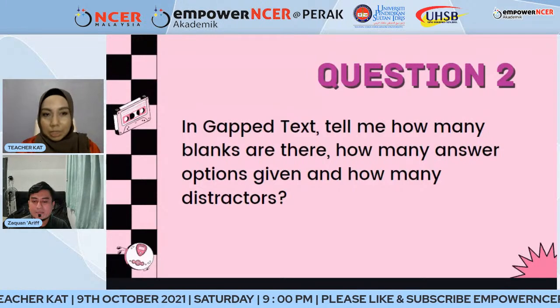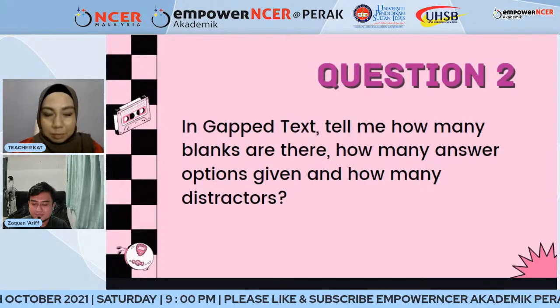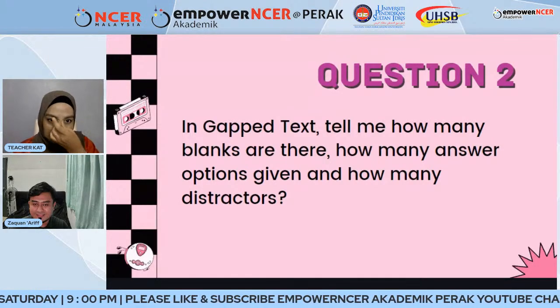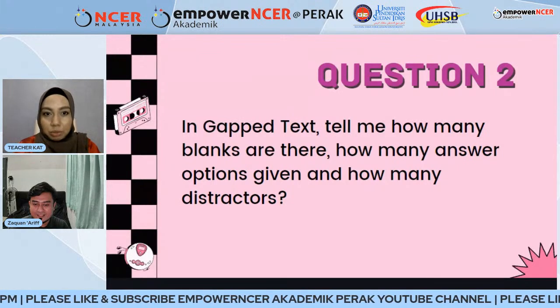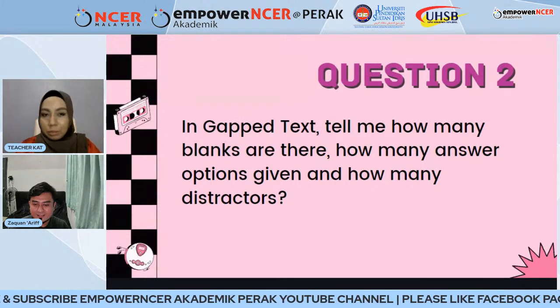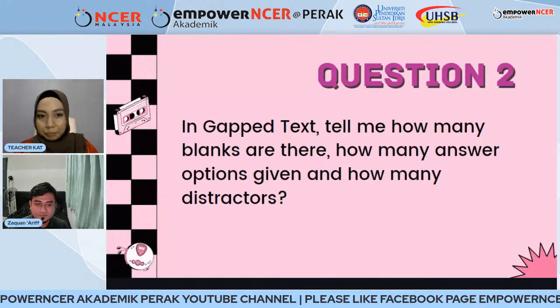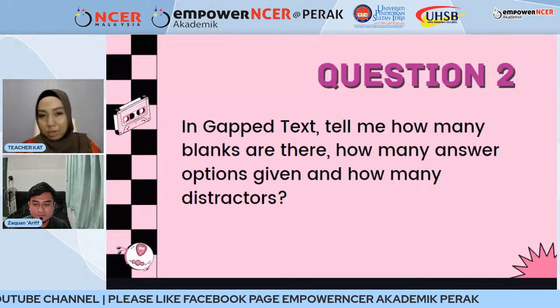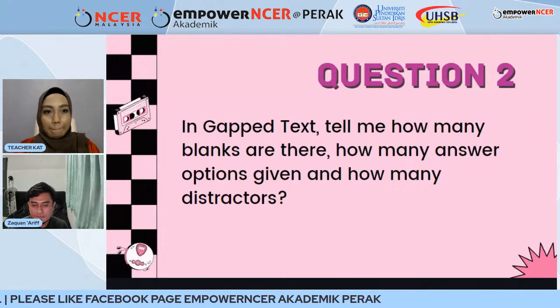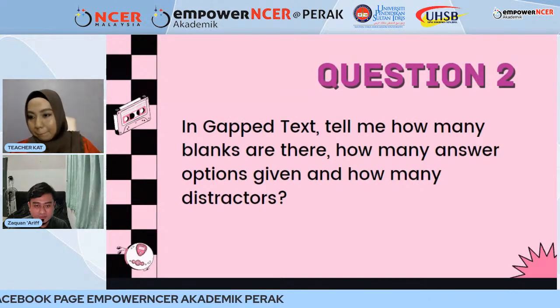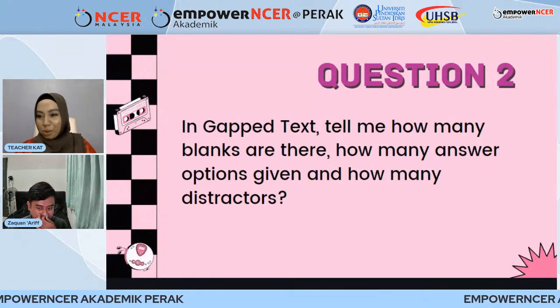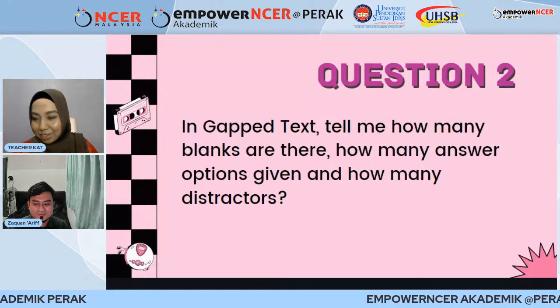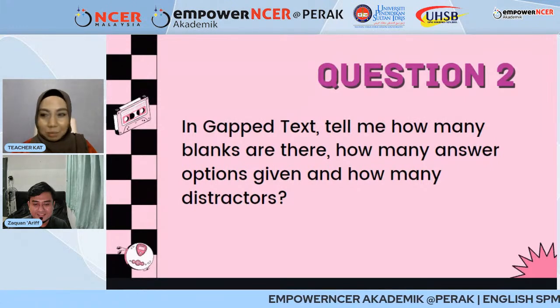In gap text, the boxes I showed you just now, how many boxes are there? How many missing sentences? Recall. In gap text, tell me how many blanks. No, it's not five blanks. Yasmin and Suraya answered five. Okay, there are six blanks.